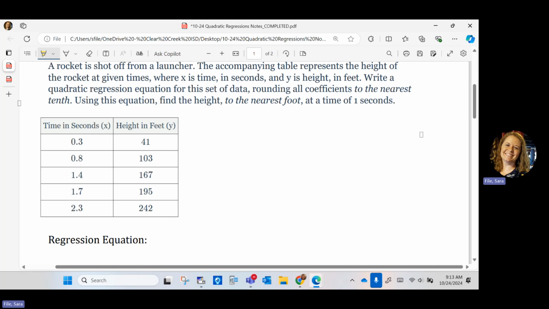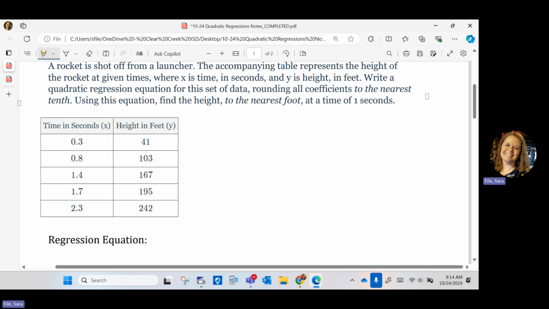This first one says that a rocket is shot off from a launcher. The accompanying table represents the height of the rocket at given times, where x is time in seconds and y is the height in feet. Write a quadratic regression equation for this set of data, rounding all coefficients to the nearest tenth. Using this equation, find the height to the nearest foot at the time of 1 second. All right, so 2 things. We need the regression equation, and then we're going to use it to make a prediction.